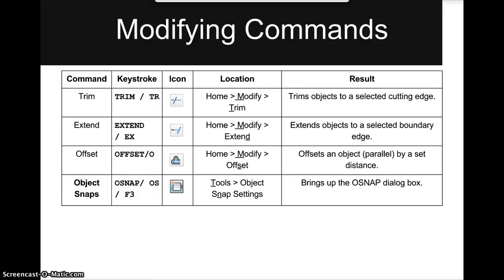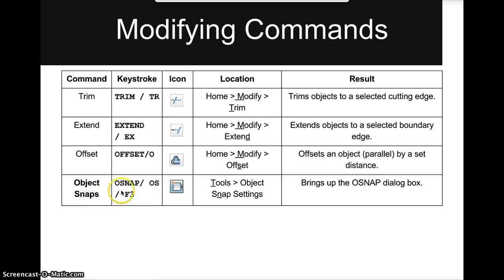This is part 2 from Lesson 2 presentation from the Principles of Engineering course. We have talked about trim, extend, and offset, and in this part I will talk about object snaps.